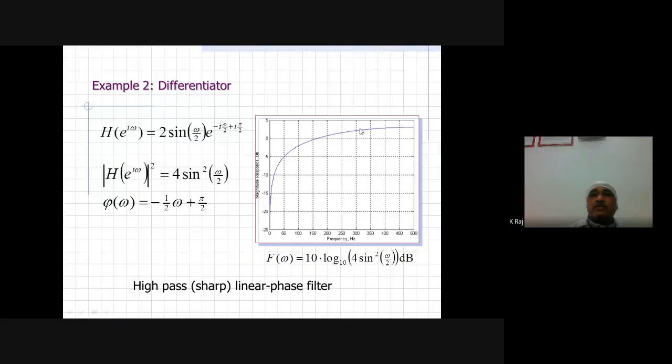Now if we see this response, then it is equivalent to the high pass filter. So we can conclude here that if we consider the differences of the two sequences, then that will be equivalent to the differentiator as we consider in the case of the analog filter. That is a high pass filter here. And again we can see that this is a linear phase response. This is a high pass linear phase response filter. That is a graph between the magnitude, that is 10 log 10 of 4 sine square omega by 2, represented in dB versus the frequency here.